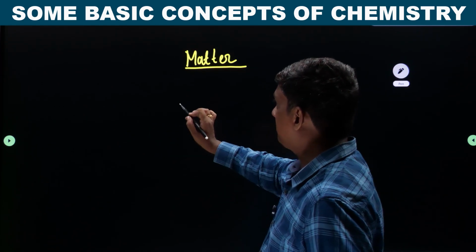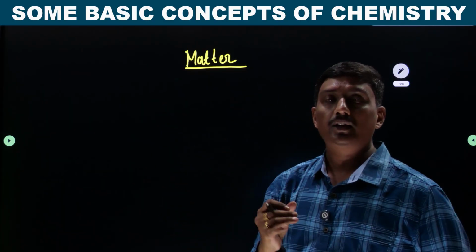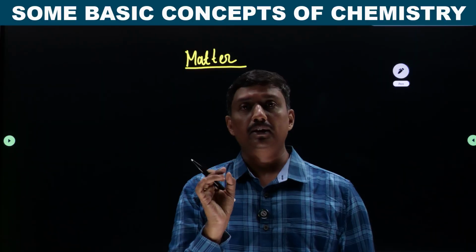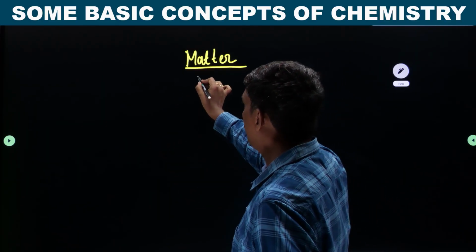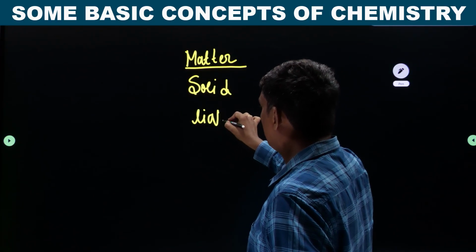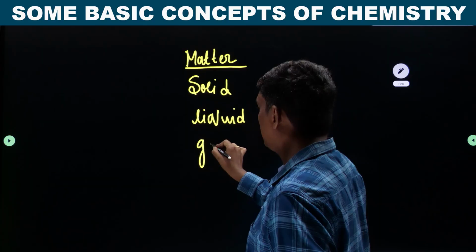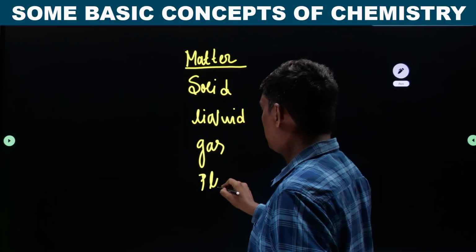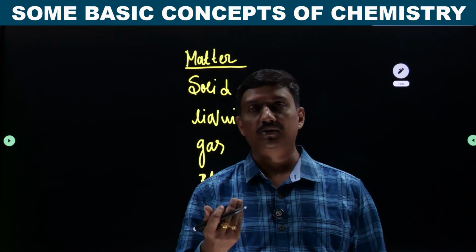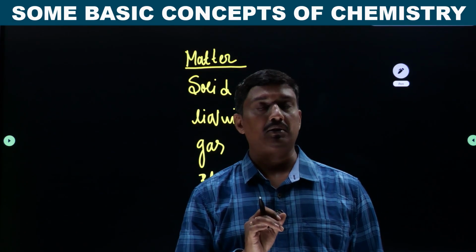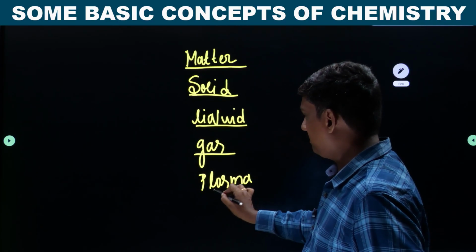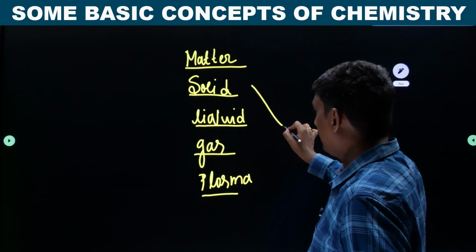See, this matter is classified physically. So based on microscopic property, it is classified into solid, liquid, gas, plasma, and we have one more state that is called Bose-Einstein state. We have a fifth state of matter. Okay. Now we are discussing in brief about solid, liquid, and gas.